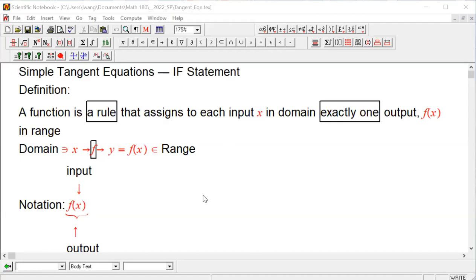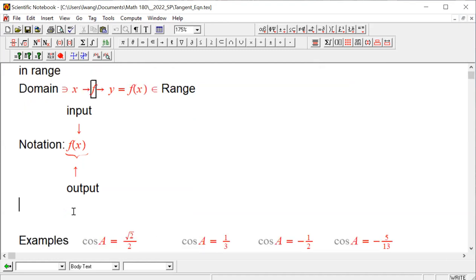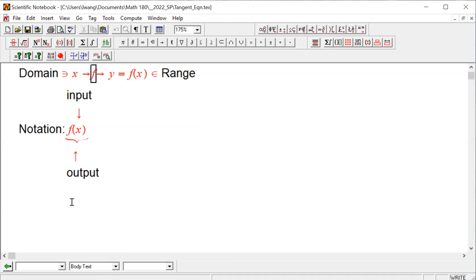Hello, in this lesson, we're going to talk about solving simple tangent equations. Of course, these are if statements, right? And there are functions, right? And tangent is a function, and we know its domain and range. So let's review the domain and range for tangent and arctangent, okay?